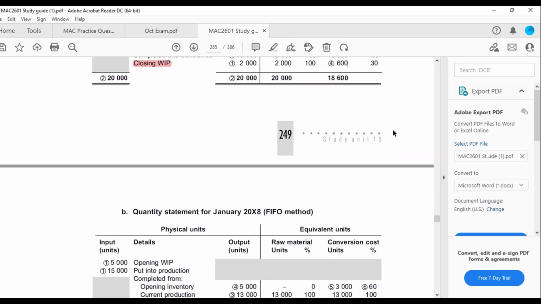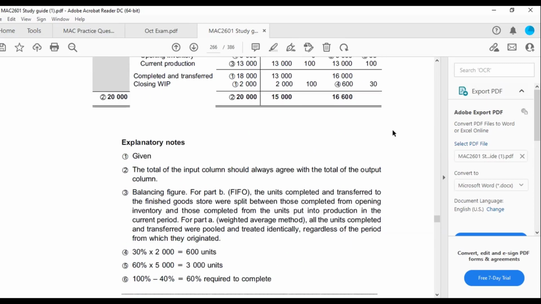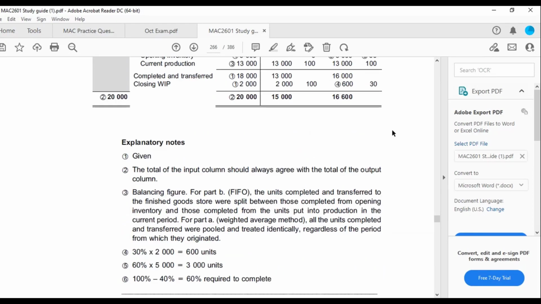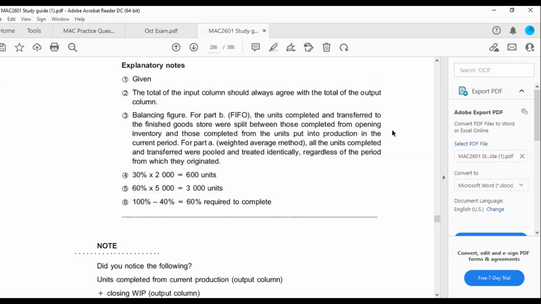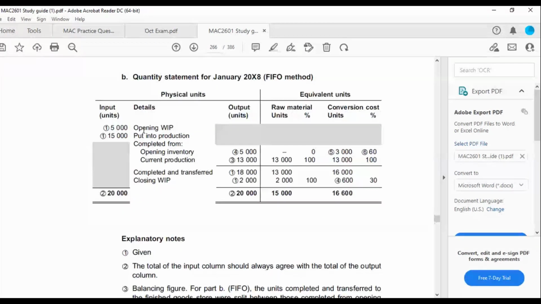Straightforward, right? Now, first things first. Your inputs: the opening WIP that's given is 5,000, plus what's been put into production. So your total input is 20,000.